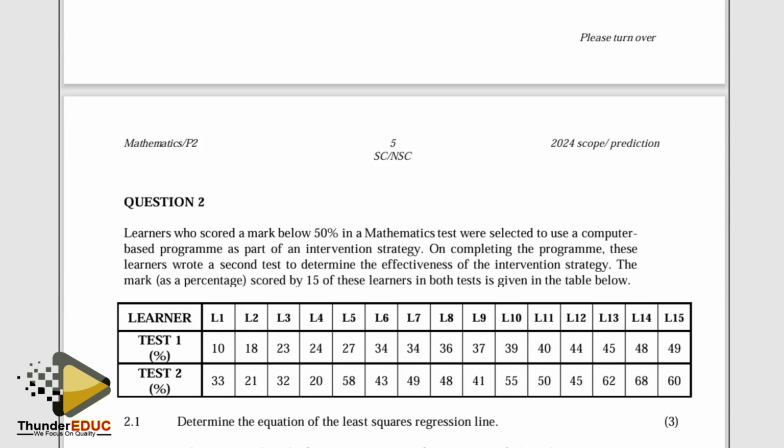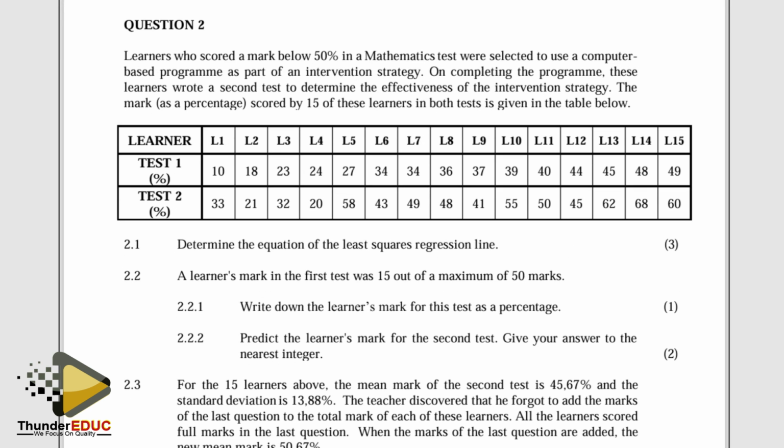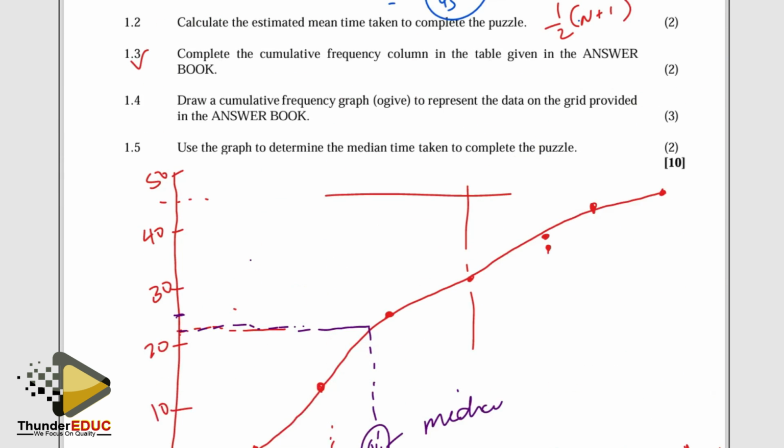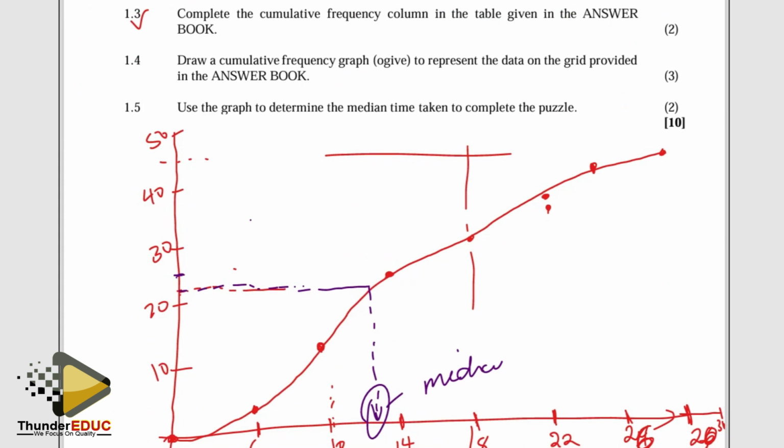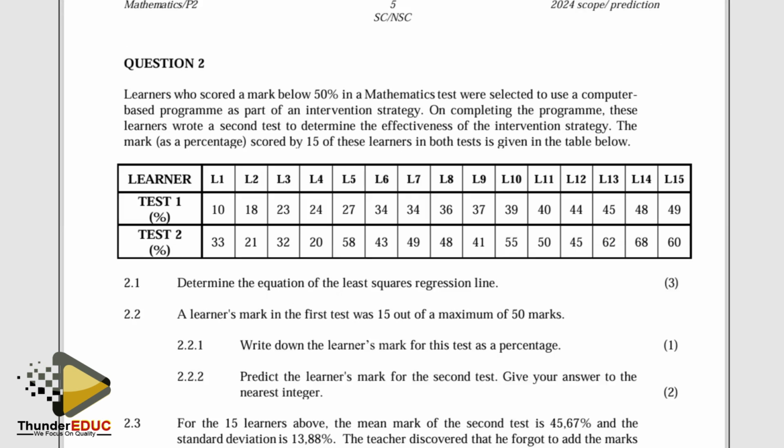Then question number 2. With question number 1, in this case, they gave us grouped data. In other cases, they can give you ungrouped. And then they talk about the variance and standard deviation and the quartiles and even the box and whiskers and things. So it's up to them. Just be prepared, be ready for anything.